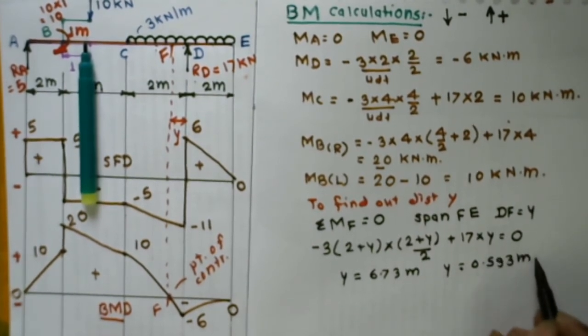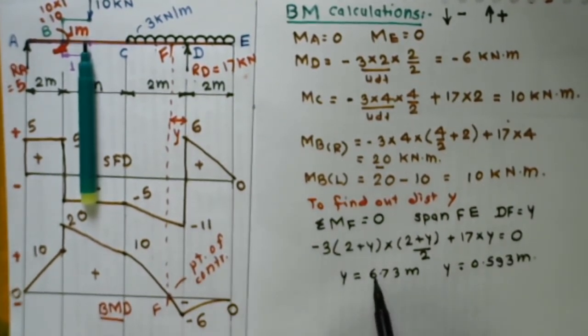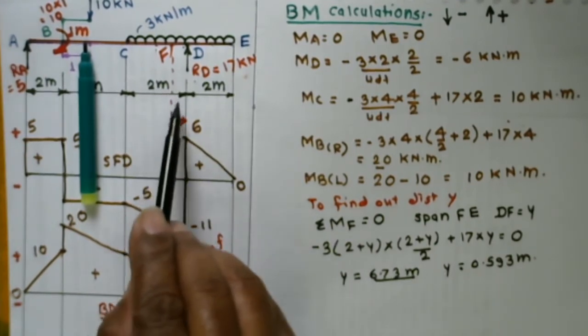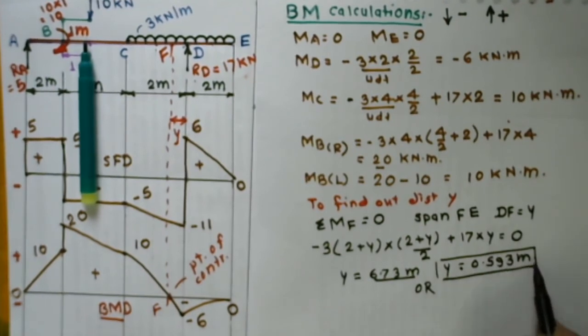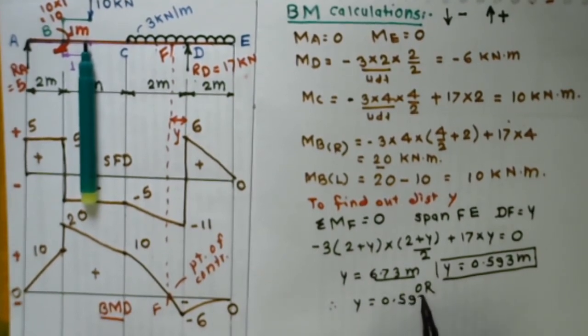6.73 meters and another value y is equal to 0.593 meter. In that case, the first value is not feasible because this distance cannot be 6.73, so we take the other value, which is 0.593 meter. So our final answer is y is equal to 0.593 meter, which is the location of the point of contrafracture.